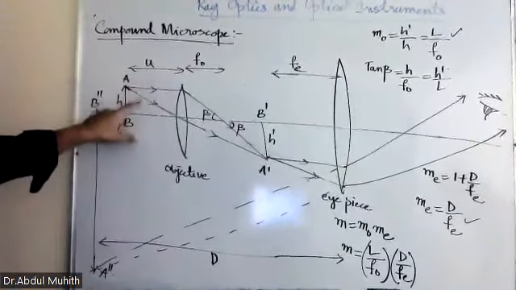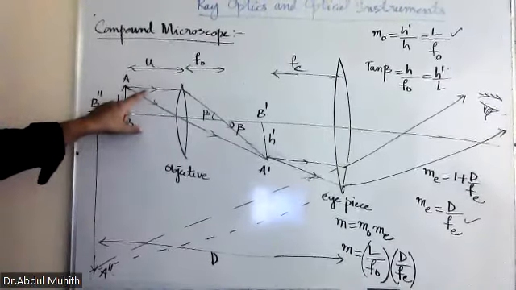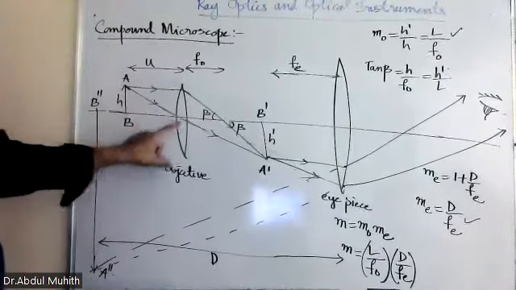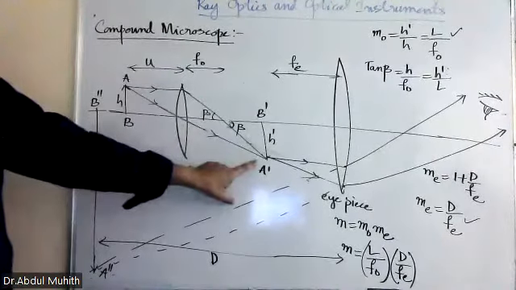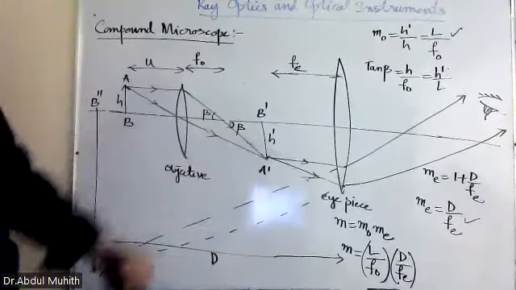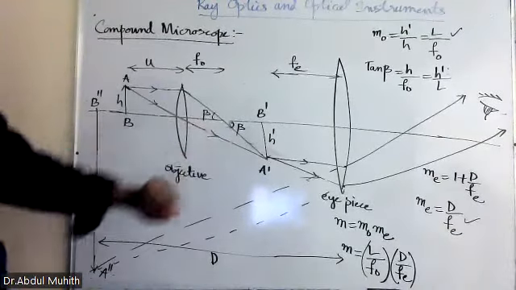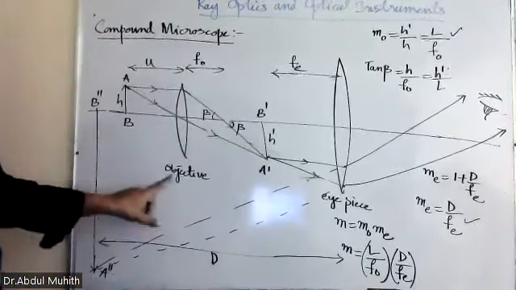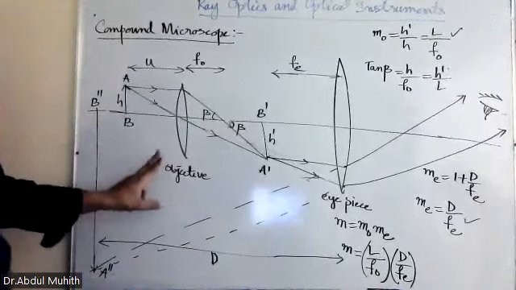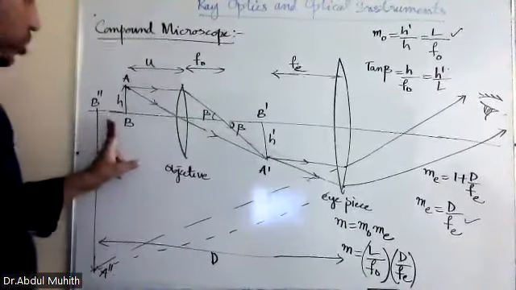We are taking two rays. One ray which is parallel to the principal axis passes through the focal point. The second ray which passes through the optic center goes undeviated. These two rays join and form an image, the first image, of height h dash, which is A dash B dash.